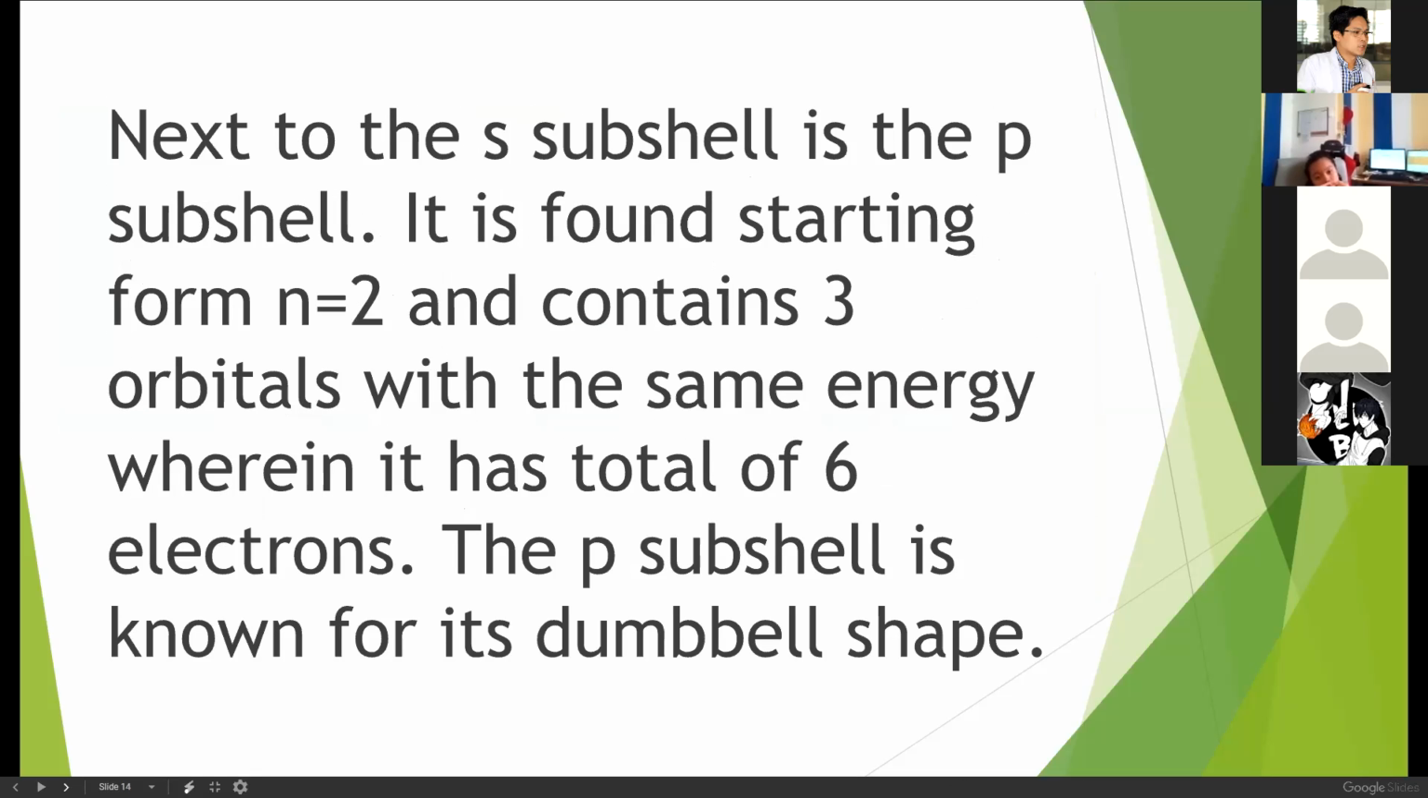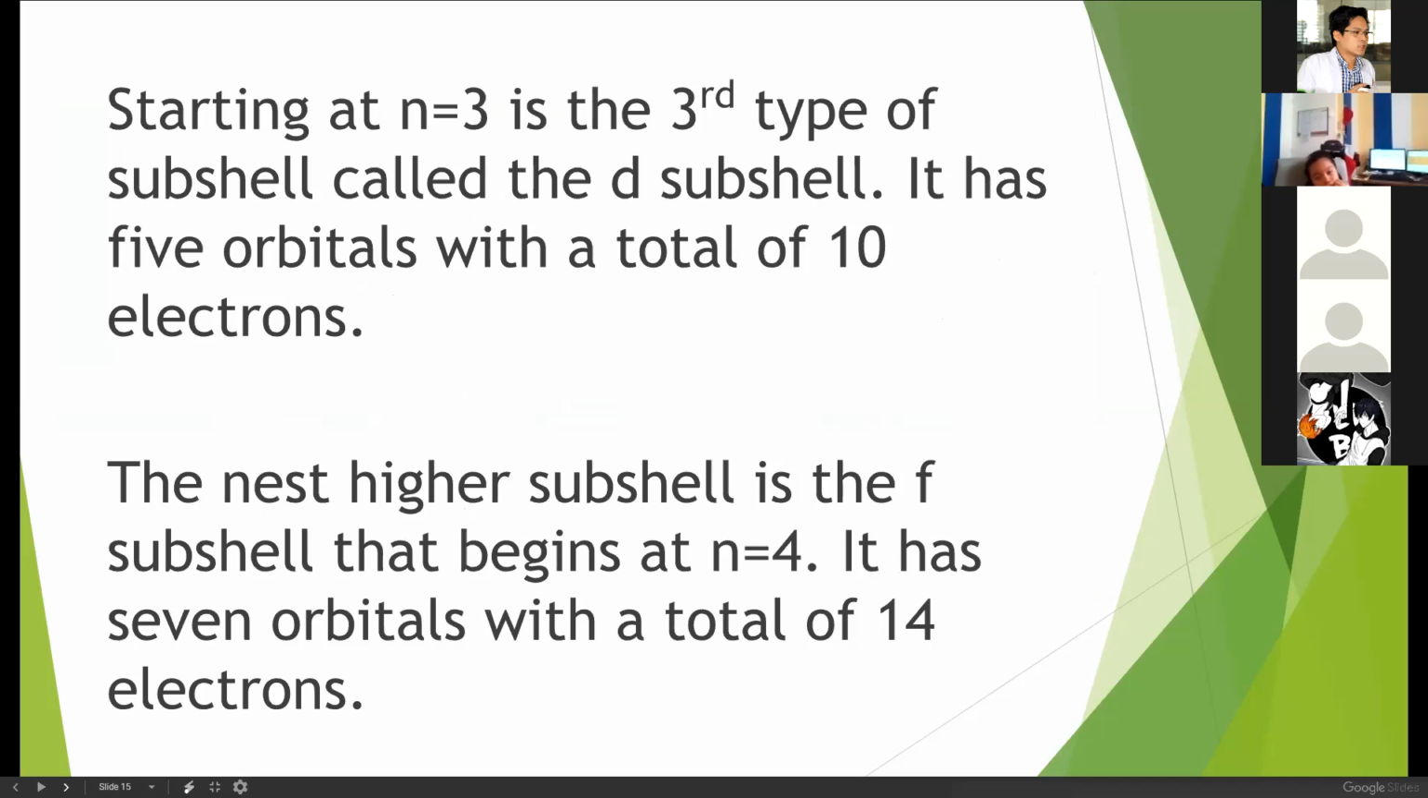Next is the p subshell, which contains 3 orbitals with the same energy, total number of 6 electrons. The third type is the d subshell, which has a total number of 10 electrons. The next higher subshell is the f subshell, which has 7 orbitals with a total number of 14 electrons.